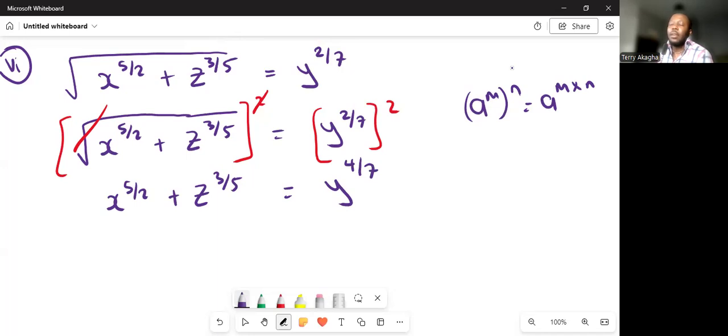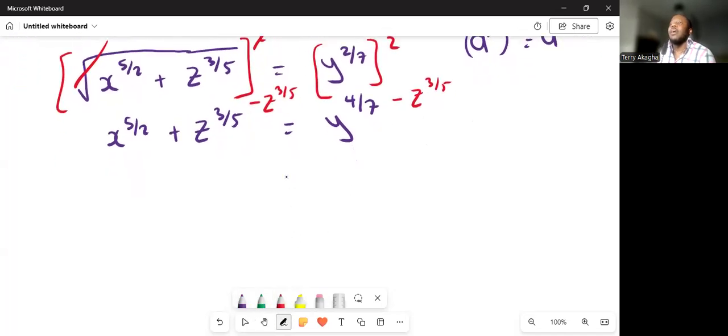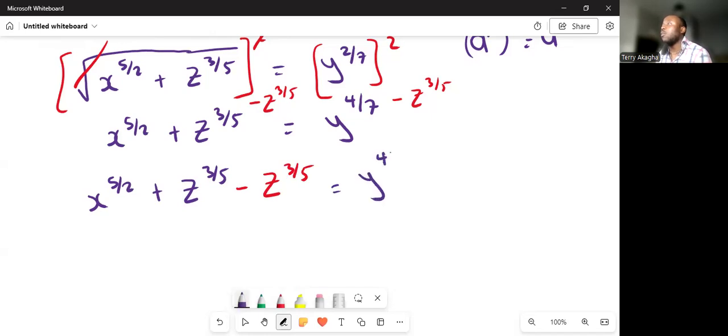All right? Then we need to get rid of this z here. So we're going to subtract z to the 3 over 5 from both sides. Are you seeing it? So that means we are going to have x to the 5 over 2 plus z to the 3 over 5 minus z to the 3 over 5 equal to y to the 4 over 7 minus z to the 3 over 5. Are you seeing it? Then this will cancel that.